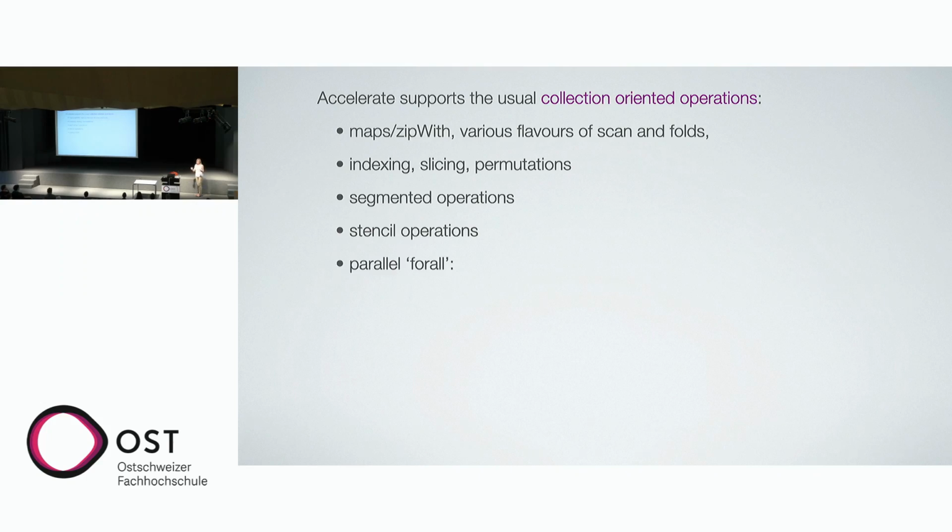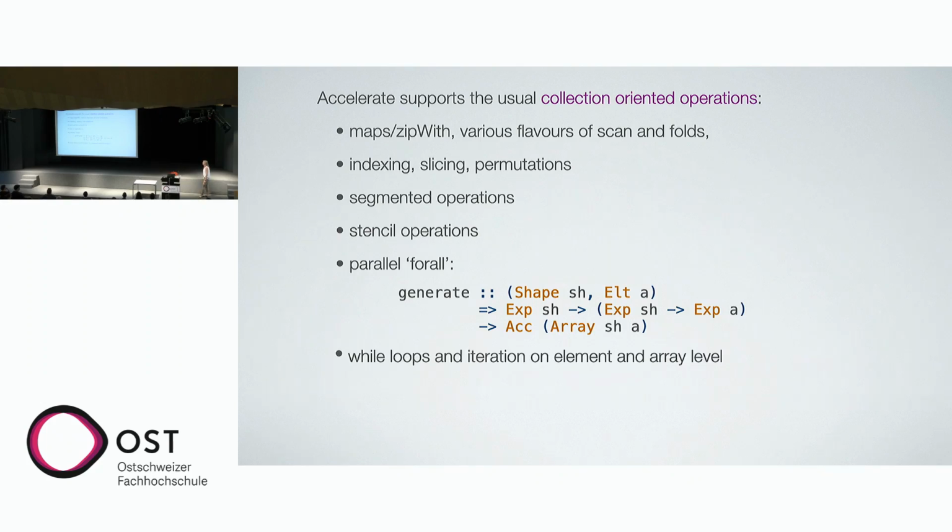Then stencil operations, so basically maps which take not only the current element, but a convolution matrix around this current element into account. And then the most general thing, a kind of parallel for all. So generate gets a shape and a function that maps an index to a value, and then produces an array of the given shape where each element in this new array is initialized according to this index to value function. Then while loops and iterations on the element and array level.